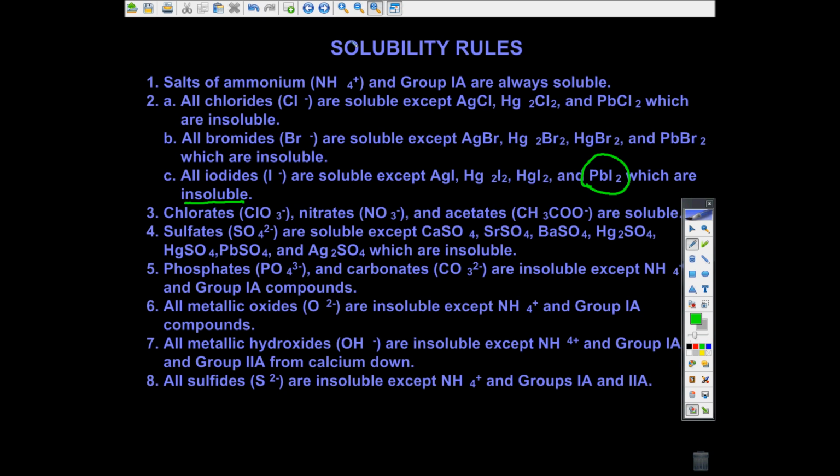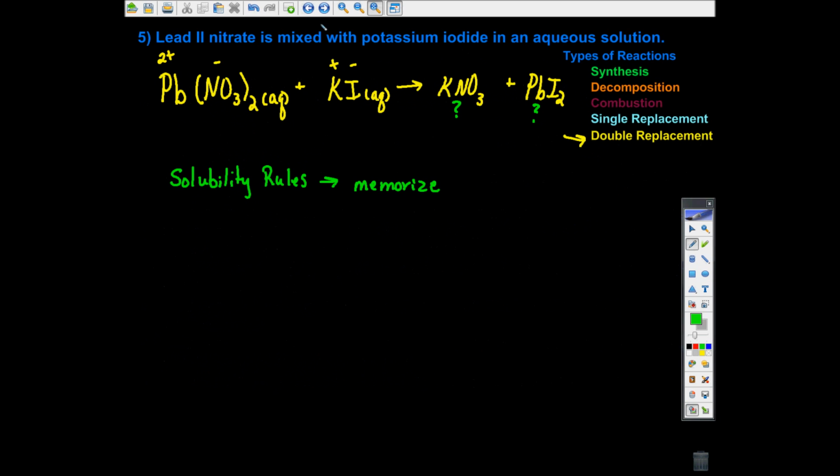But what about the potassium nitrate? Right here it says chlorates, nitrates, and acetates are soluble. They're always soluble. Nitrate, doesn't matter what's with a nitrate, it's always soluble. Always going to remain dissolved. So I can go back up here and I can put an AQ next to this potassium nitrate because it's still soluble. But this one right here, it was an exception. It said it precipitates out. So this is going to become a solid precipitate.